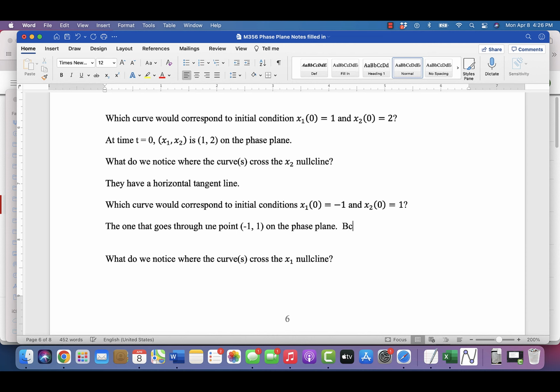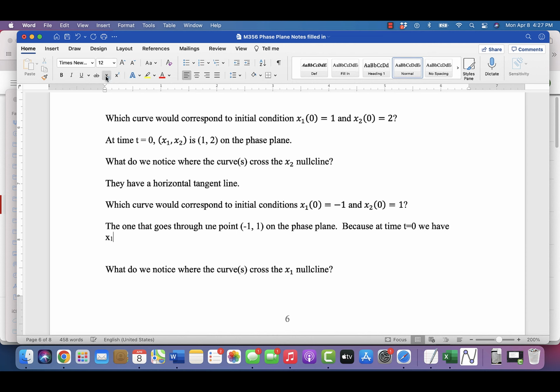Why? Because at time t equals 0, we have x1 of 0 equals negative 1 and x2 of 0 equals positive 1.